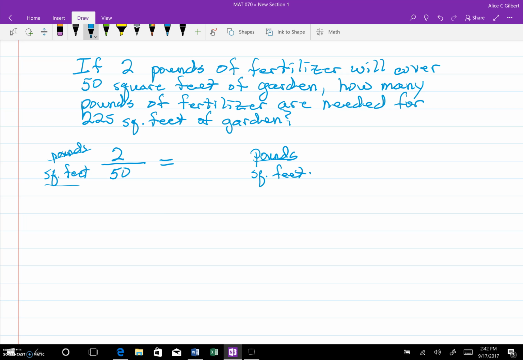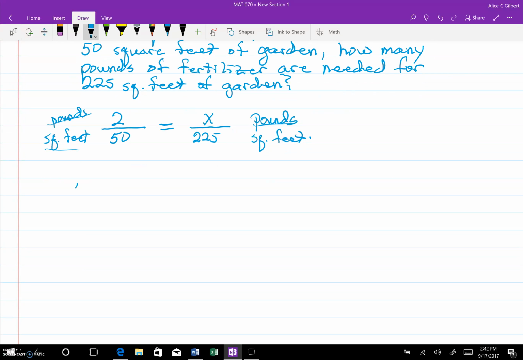So it says how many pounds, well, that's going to be X because I don't know, of fertilizer are needed for 225 square feet of garden. So now I've got my equation. So let's multiply this out. 50 times X is 50X, and 225 times 2 is 450. 200 times 2 is 400, and 25 times 2 is 50. And now in order to get the X by itself, I need to divide by 50.